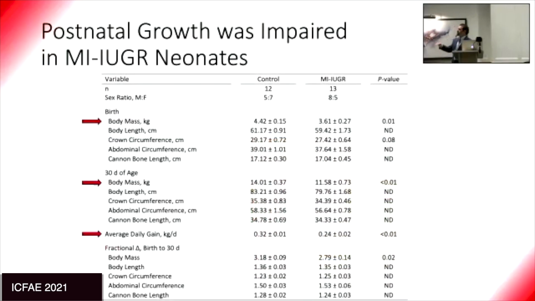And this is a really busy slide, which, if you know Robert, fits perfectly. So I put up the red arrows to draw your attention to the fact that they were smaller at birth. They continued to be smaller at 30 days of age. And of course, that's reflected in their growth rates, their average daily gain.